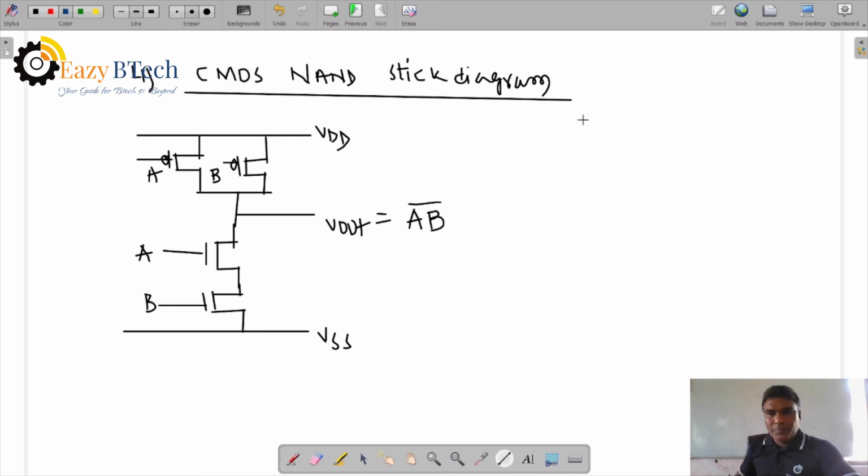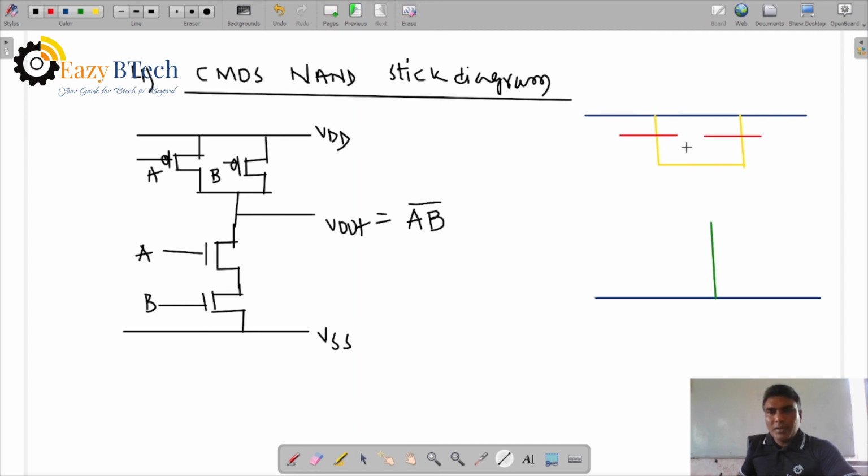stick diagram for this. VDD and VSS are blue. First you can take the yellow P diffusion for A, P diffusion for B. Now the green N diffusion for A and B. Then the two will be the same. Now polysilicon. Two polysilicons, A and B. Here A and B are parallel and here A and B are series. So for joining the interconnection from here to here we can use metal, and as an output terminal.